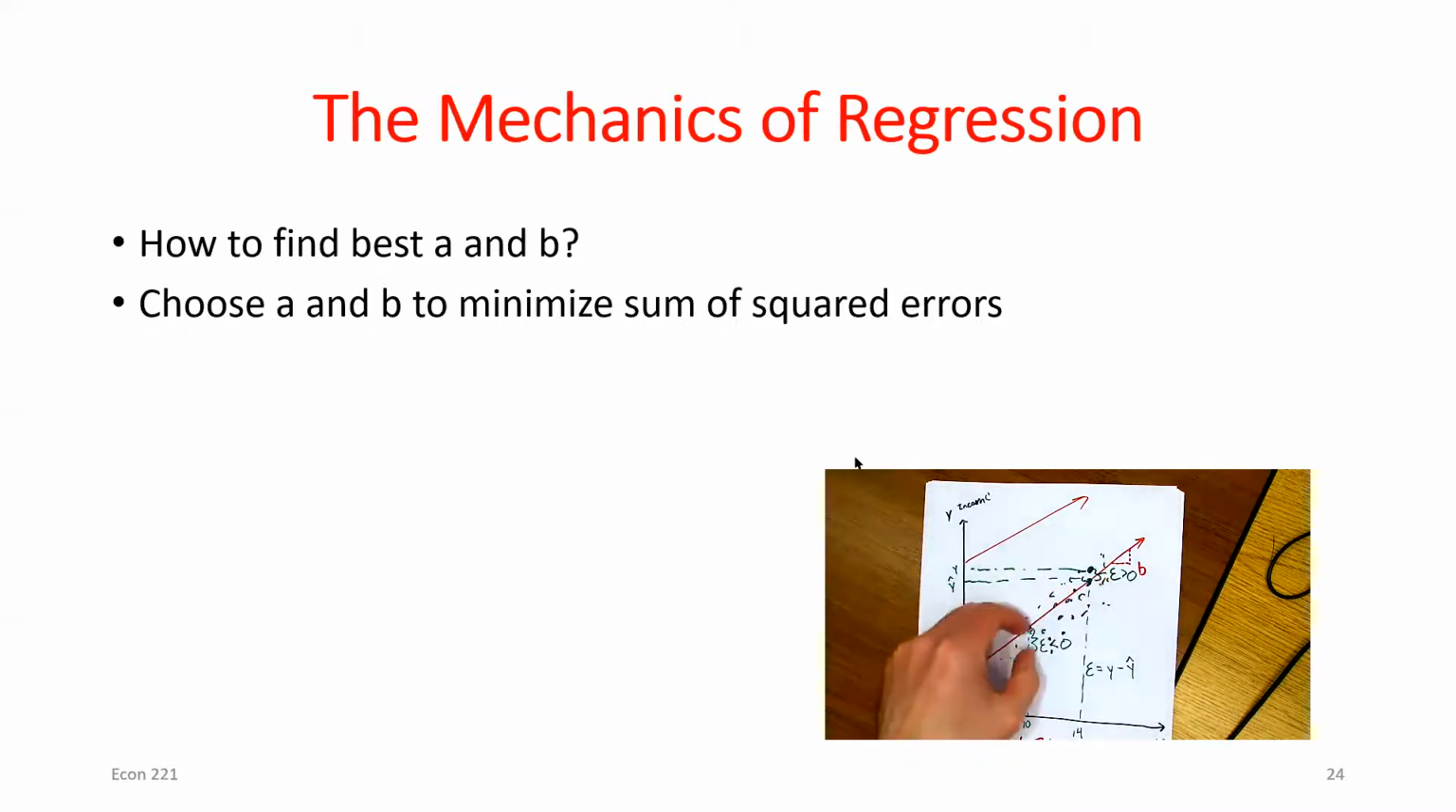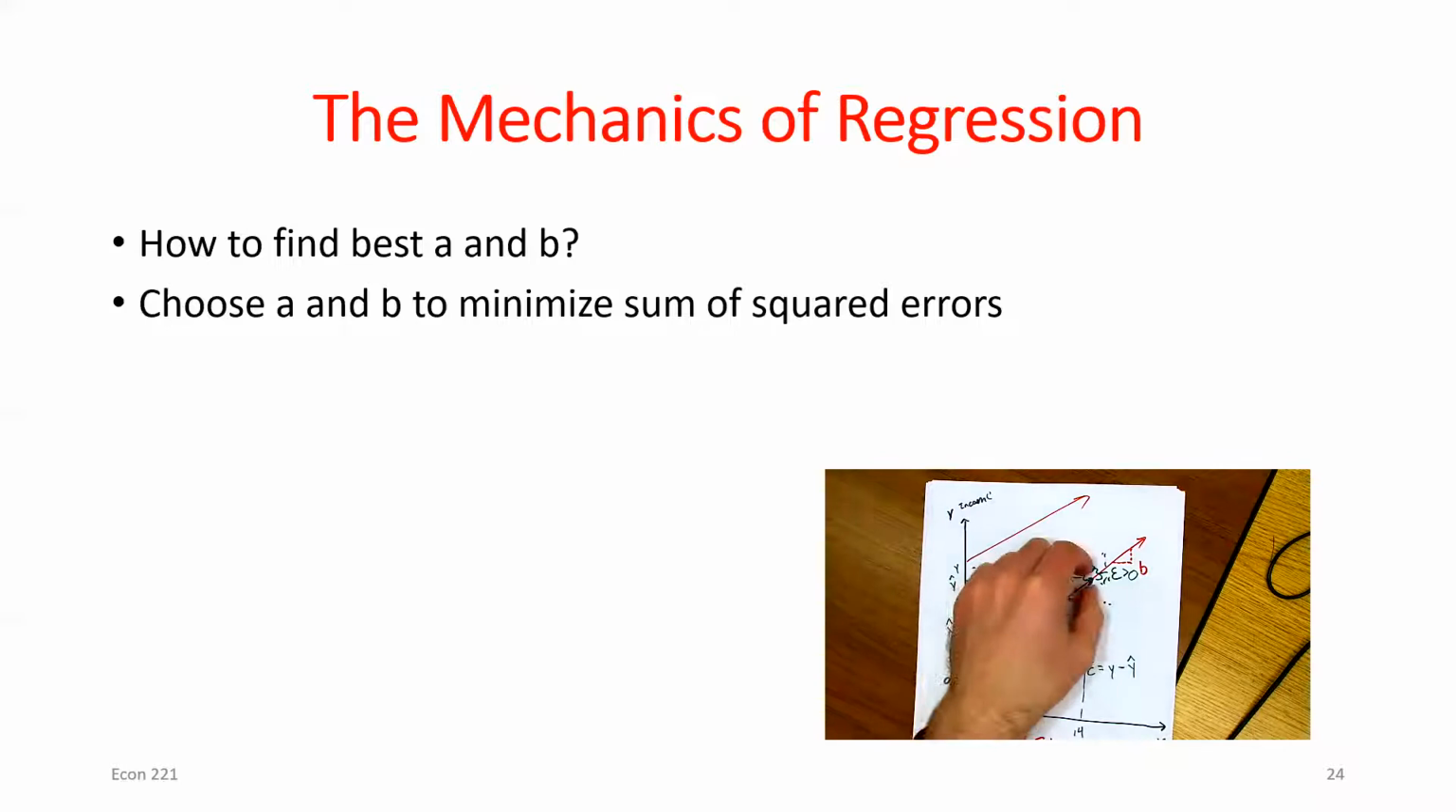I'm trying to draw a line such that the errors I'm making are as small as possible. Now, we don't just minimize the sum of the errors, we minimize the sum of the squared error terms. One reason we might want to do that is, first of all, positive and negative errors: we don't care which direction we're off, we just care that we're making the error. So by squaring it, negative and positive errors both become positive.